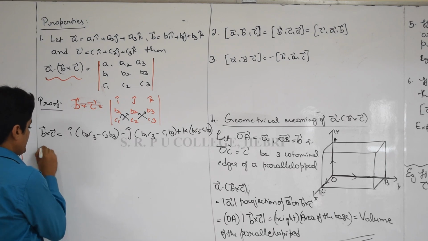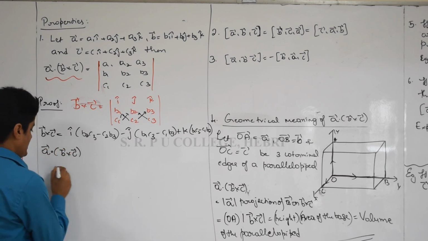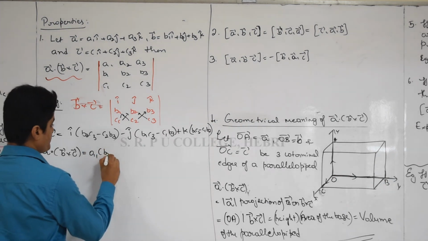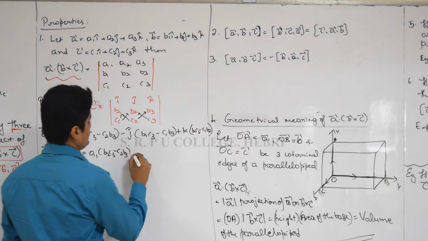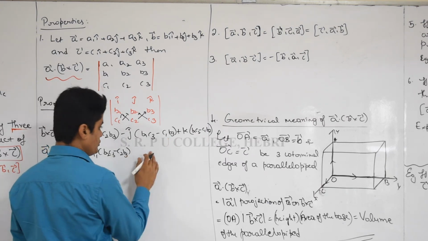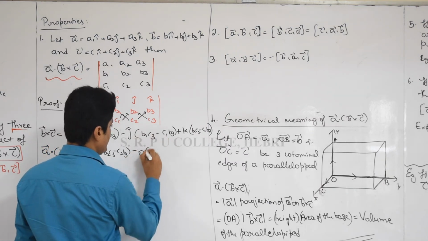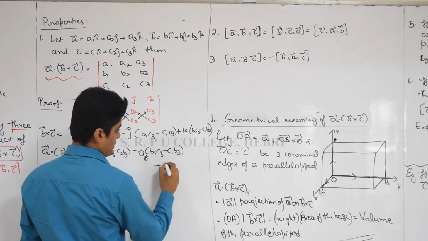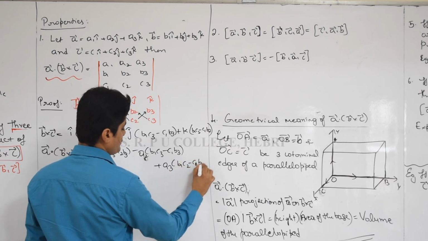Now what is required? Vector A dot B cross C is required. Dot product, so that is A1 into the coefficient B2 C3 minus C2 B3, plus or minus here, because here this coefficient is negative. Let it be minus, nothing to worry. So A2 into B1 C3 minus C1 B3, plus A3 into B1 C2 minus C1 B2.